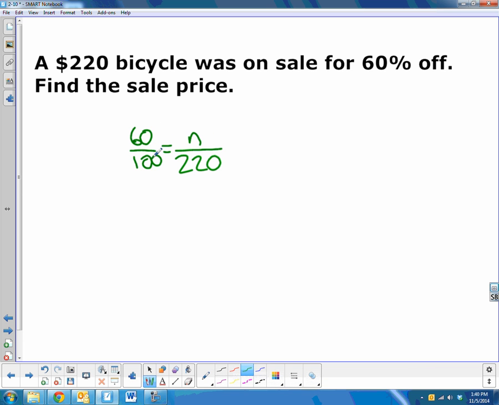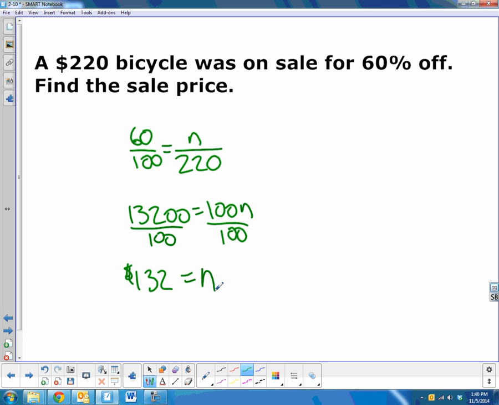I'm going to write 60% as a fraction for this one, so I can set up a proportion. I can cross multiply and divide. If I do 60 times 220, I'm going to get 13,200 equals 100n. Divide both sides by 100 to get n by itself, and I'm going to get $132.